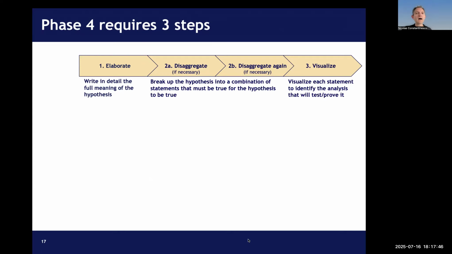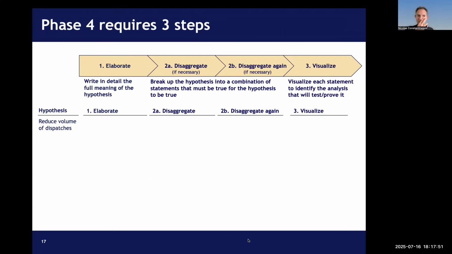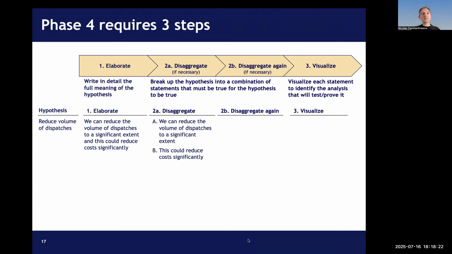So let me just walk you through the example. If the overall hypothesis was reducing the volume of dispatches, what we really mean is that we believe that we can reduce the volume of dispatches to a significant extent, and this could reduce costs significantly. That's really what we mean. Okay, so now you can see there are different components in this sentence. If I disaggregate it, I get basically 2 main components. We can reduce the volume of dispatches to a significant extent, and this could reduce costs significantly.